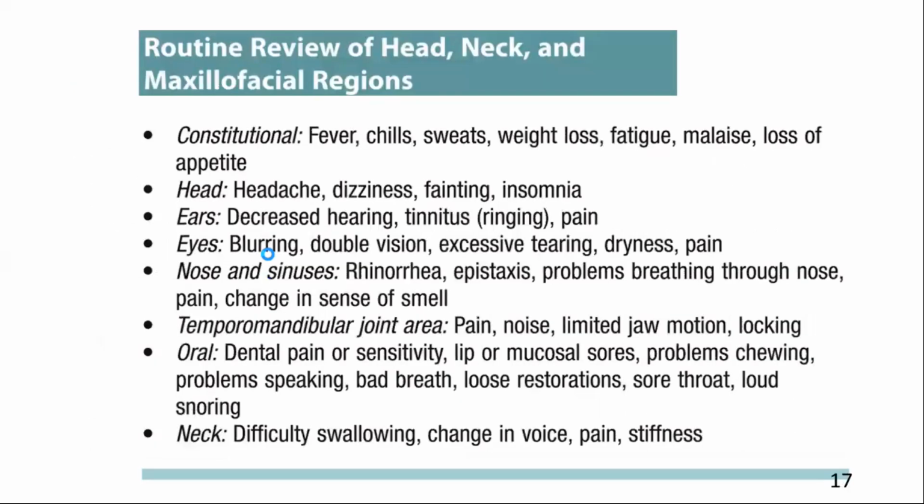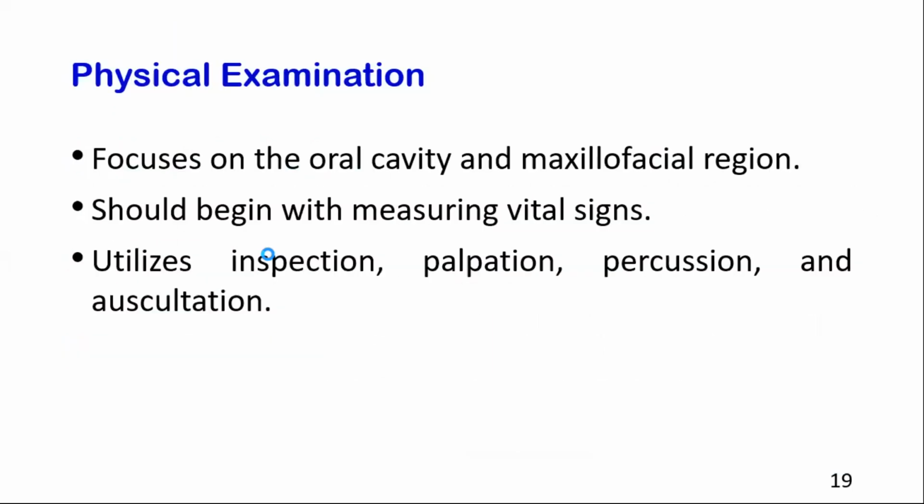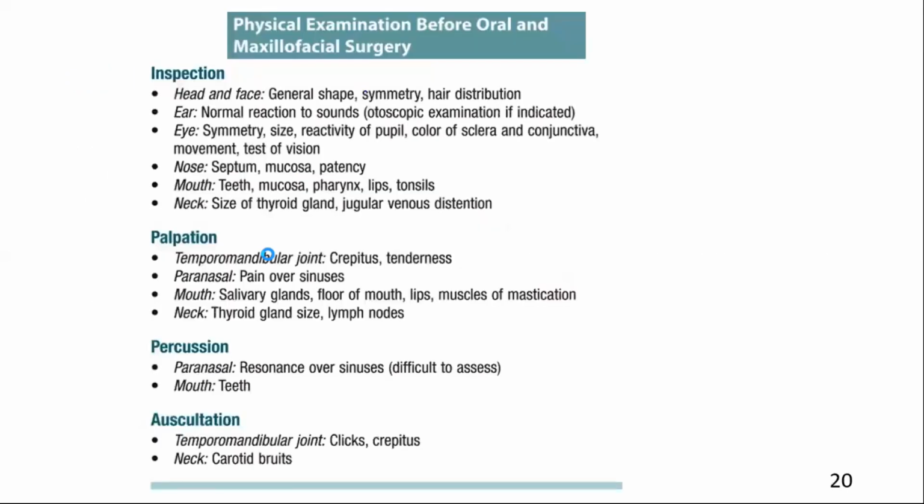The review includes symptoms in the head and neck and maxillofacial regions such as pain and functional limitations. Check for specific symptoms in the cardiovascular and respiratory systems like chest discomfort and shortness of breath. The physical examination for dental patients focuses on the oral and maxillofacial areas, starting with vital signs and using inspection, palpation, percussion, and auscultation. The steps for a physical examination include inspecting the head and face, palpating the temporomandibular joint, percussing the mouth, and auscultating the joint and neck.